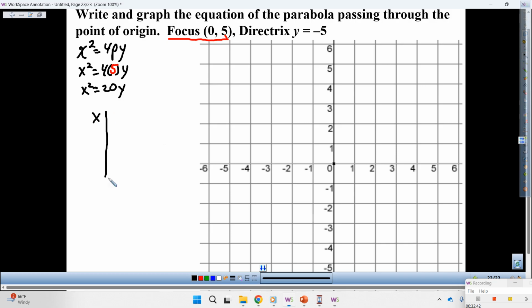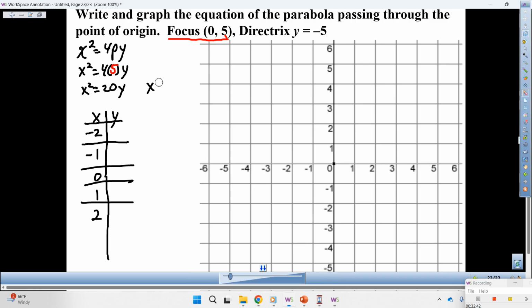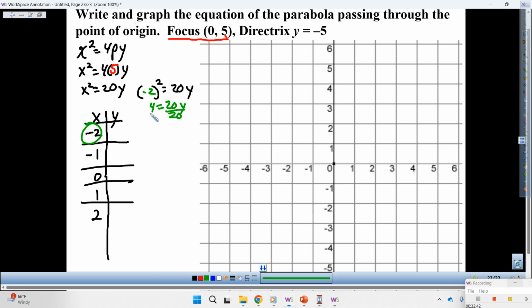X, y, negative 2, negative 1, 0, 1, 2. And we start with our equation. Parentheses squared equals 20y. So my first value was what? Negative 2. So this is 4 equals 20y divided by 20. This is 4 over 20, or 1/5 equals y.